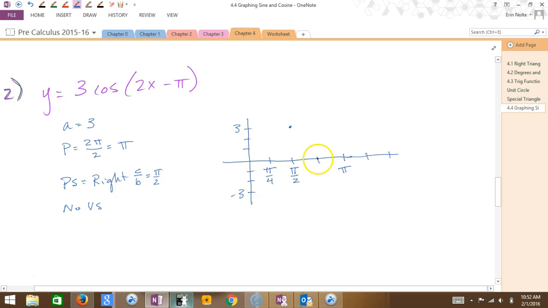From my amplitude, I'm going to go to the right and I'm going to cross. So on a cosine, you cross first. On the second increment, I'm going to go to a minimum. Third increment, I'm crossing. In the fourth increment, I should be back where I started. So if I started at a max, I should finish at a max.